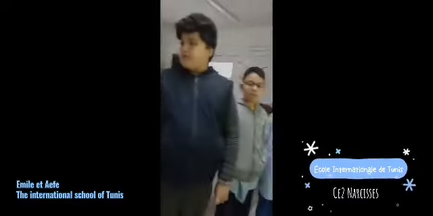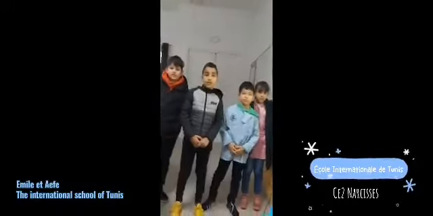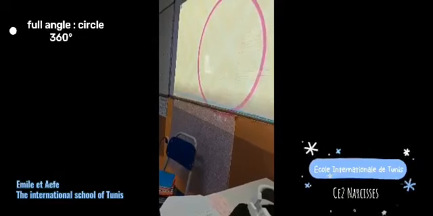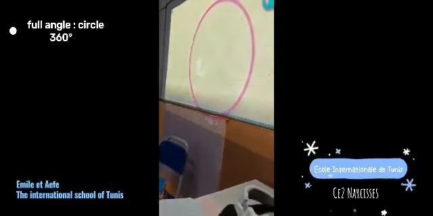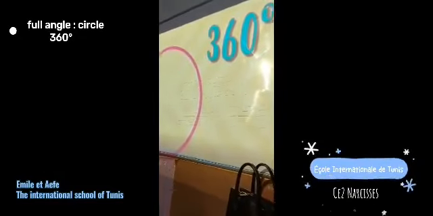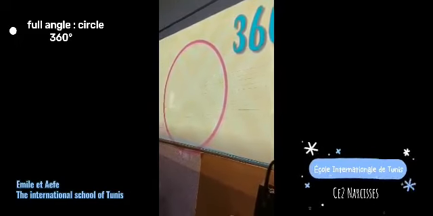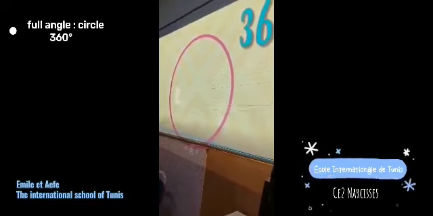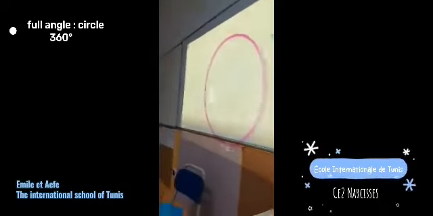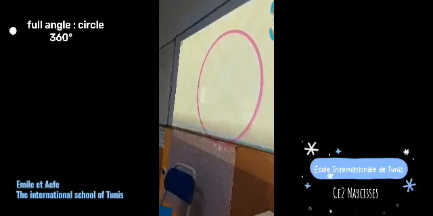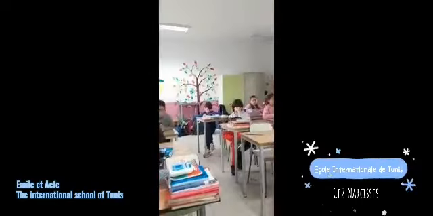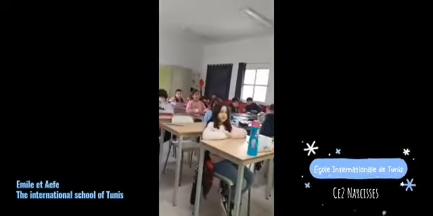What do you think? Measuring angles is good. And what about if it measures 360 degrees? It's a full angle. It can be a circumference, or a circle. What a discovery. So, do you think that's difficult? No. Measuring angles is easy peasy.